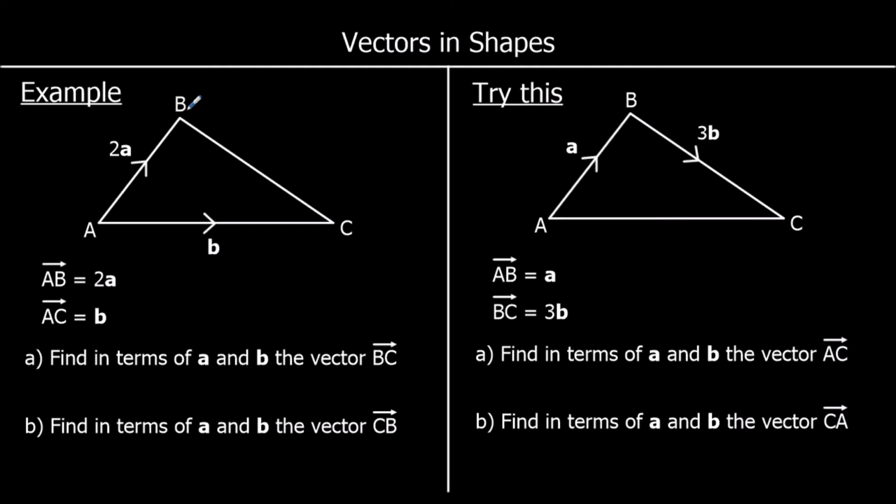So we can't go directly from B to C. We don't know what it's called, so we have to go around the long way. To get from B to C, we're going to go to A first and then to C.